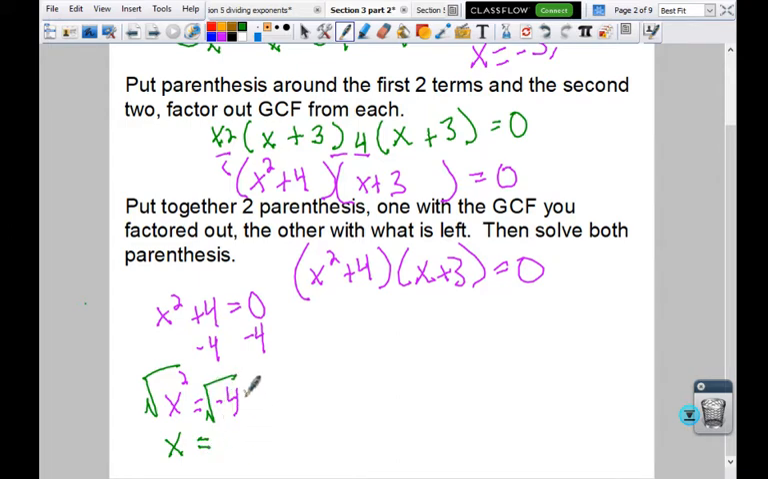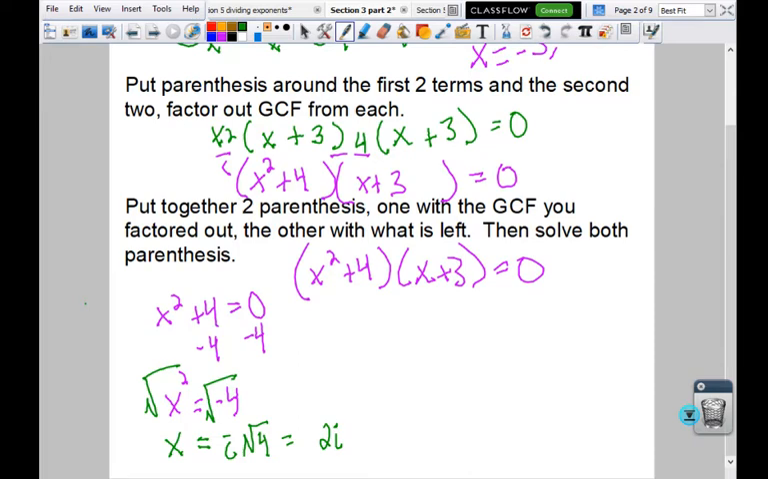Can I square root a negative? No. So what do I do here? Imaginary. Yeah, we're going to have our imaginary and then square root of 4. What is the square root of 4? 2. So I'm really going to have 2i, right? Because square root of 4 is 2, square root of the negative is i.